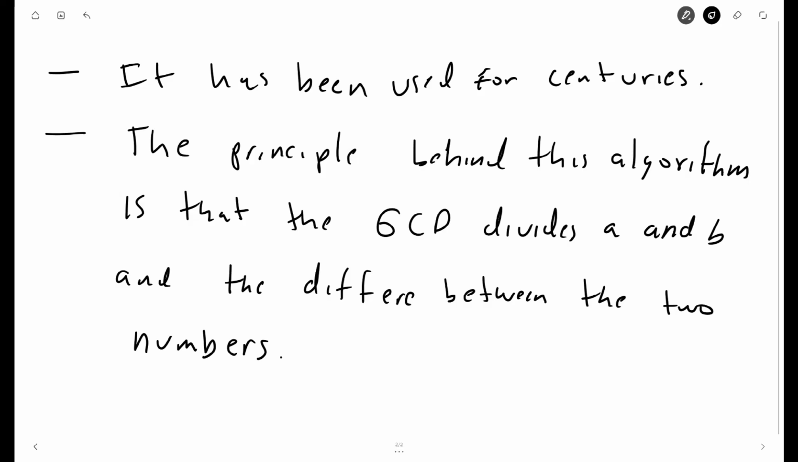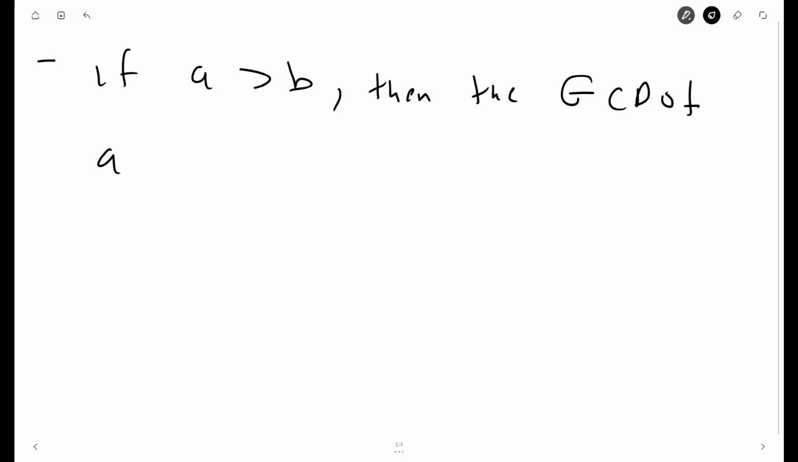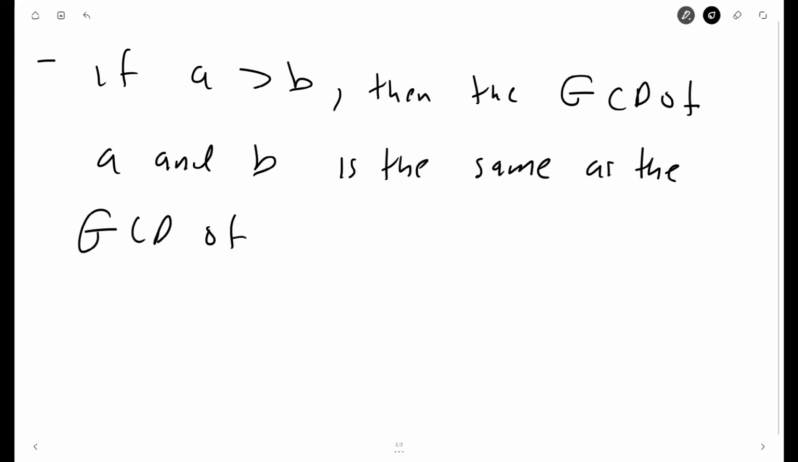And what this translates to is: if A is greater than B, then the GCD of A and B is the same as the GCD of something called A mod B. And I'm going to explain what A mod B is.